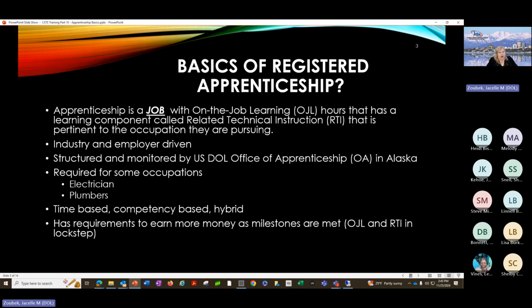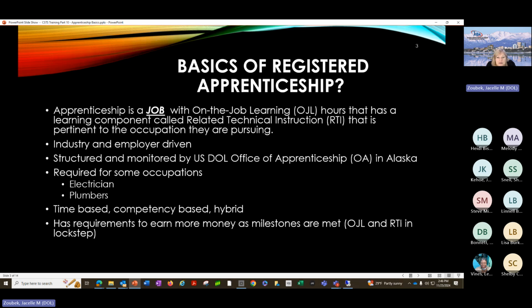They could be time-based, competency-based, or a hybrid between them. They have requirements to earn more money as milestones are met. And that means that the on-the-job learning hours and competencies and the related instruction are in lockstep. So if you have an apprentice and they say, I don't know why I didn't get my raise, and you start asking them some questions and they say, well, I finished all of my book work, they might not have finished enough hours or competencies to be up to where that book work should be, where they get their raise.